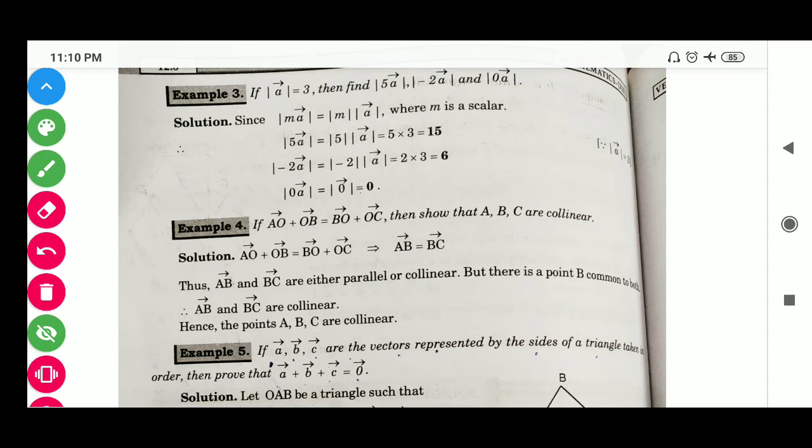So here AO plus OB is equal to AB. Similarly, BO plus OC is equal to BC. Here these two vectors are equal. Okay, so these two vectors are either parallel or collinear. Suppose, students, if these vectors have a common point, then the given vectors are collinear. If there is no common point, then you can say that the given vectors are parallel. So here you can observe that there is a point B common to both. In this way A, B, C are collinear.